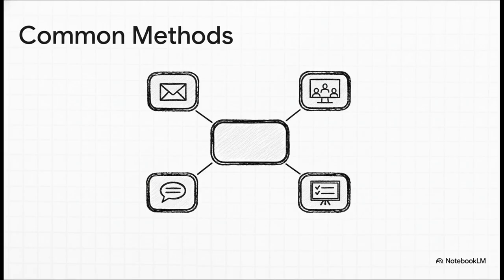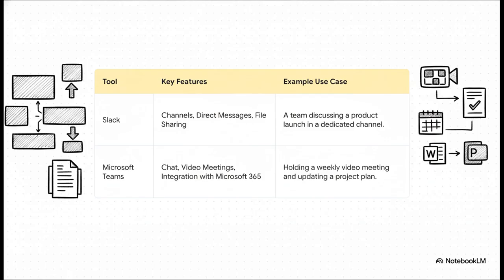to track tasks. To illustrate this, the document gives us a direct comparison of 2 really common tools. On one hand, you have Slack, which is highlighted for its channel-based communication. And on the other, there's Microsoft Teams, which is noted for its deep integration with the Microsoft 365 ecosystem, combining chat, video meetings, and file collaboration all in one place.